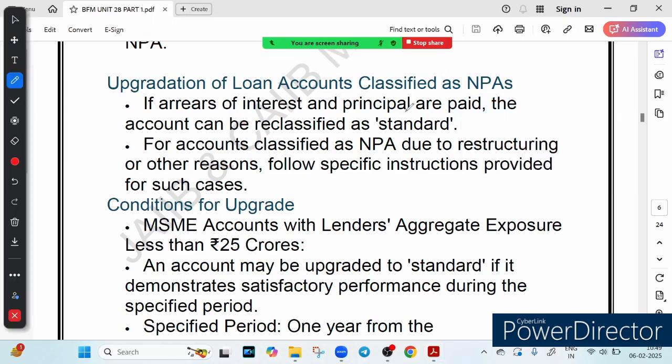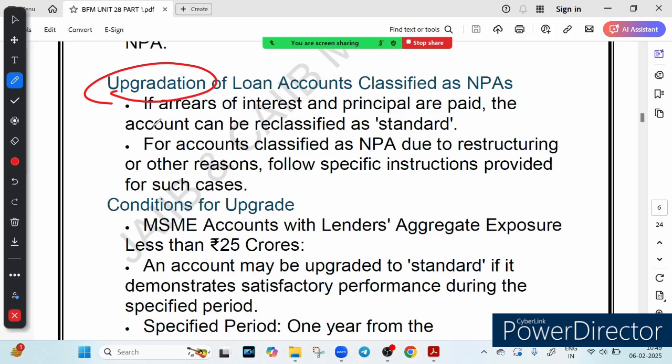So it is not just about repaying the dues. There are specific conditions the bank must follow before upgrading an account. So what we are discussing is upgradation. So earlier the loan was NPA, now it becomes a standard. How should we upgrade the account? That is what we are going to discuss. And it is very crucial for your BFM examination.